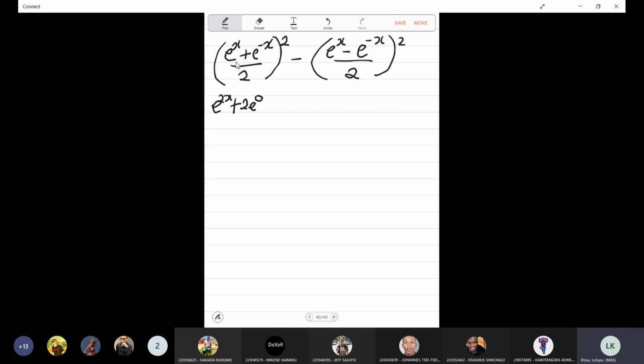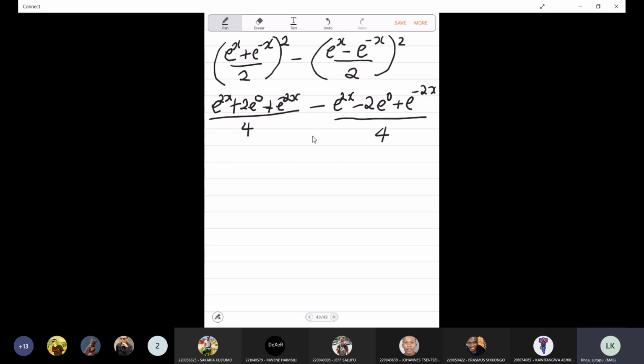The bases are the same, so you add the exponents. You say x plus minus x, you get 0. And then you have e to the power of minus 2x divided by 4. Then the same thing over here, you have e to the power of 2x minus 2 e to the power of x plus minus x, which is 0, and then e to the power of minus 2x divided by 4.